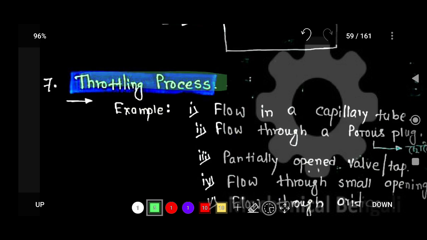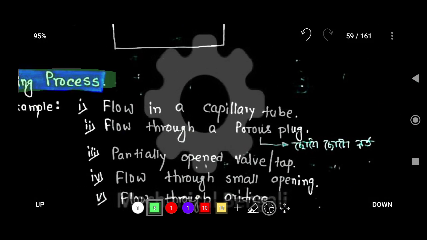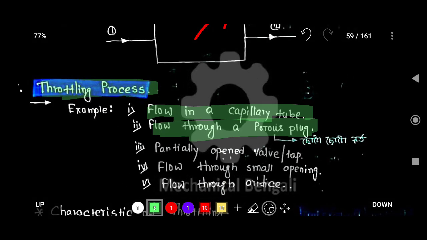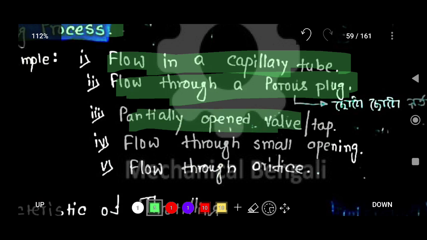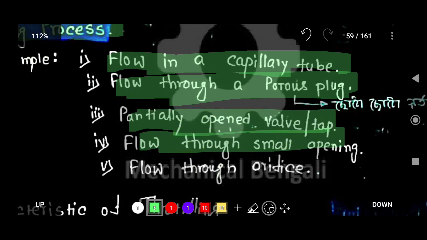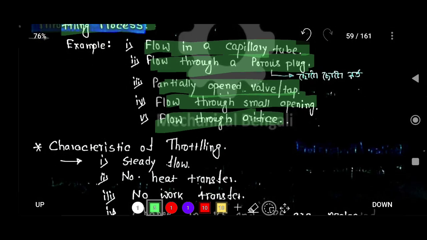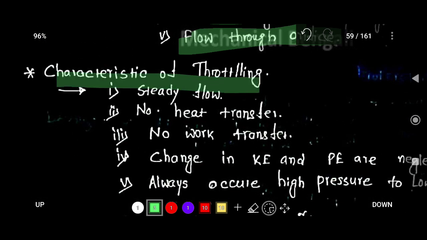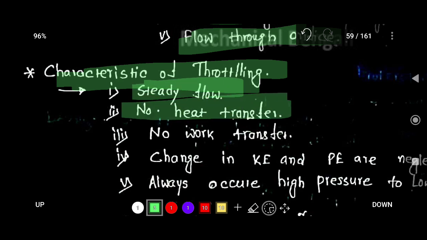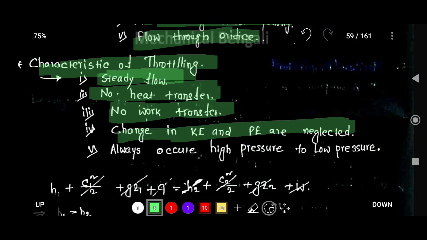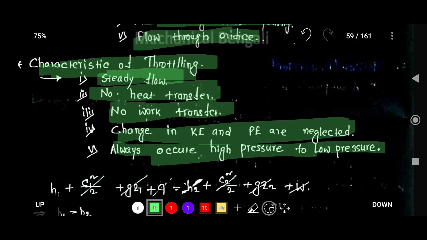If you focus on the throttling process, examples of throttling process are flow in a capillary tube, flow through a porous plug, partially opened valve or tap, flow through a small opening, and flow through an orifice. What are the assumptions, that is the characteristics of throttling: steady flow, no heat transfer through the boundary, no work transfer through the boundary, and change in kinetic energy and potential energy neglected. It always occurs from high pressure to low pressure.